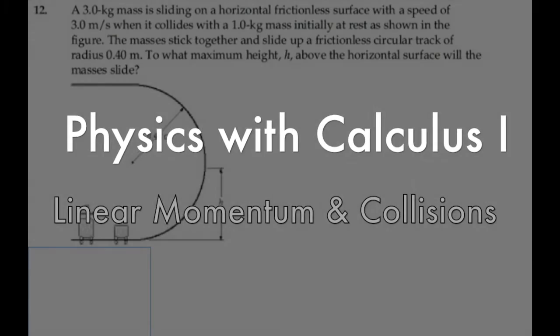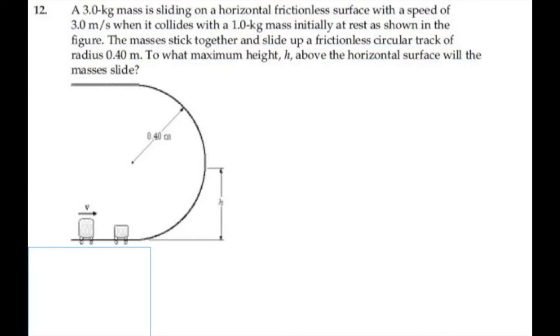Here's problem 912. A 3 kilogram mass is sliding on a horizontal frictionless surface with a speed of 3 meters per second when it collides with a 1 kilogram mass, initially at rest as shown in the figure. The two masses stick together and slide up a frictionless circular track of radius 0.4 meters. To what maximum height, h, above the horizontal surface will the masses slide?